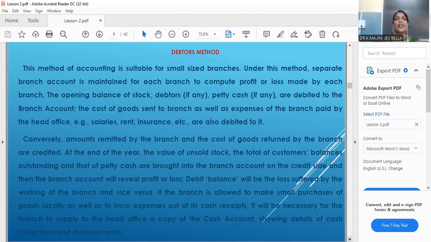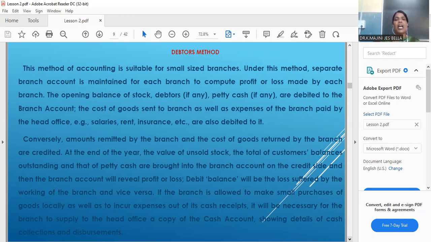Conversely, the amounts remitted by the branch and the cost of goods returned by the branch are credited. At the end of the year, the value of unsold stock, the total of customers' balances outstanding, and that of petty cash are brought into the branch account on the credit side, and then the branch account will reveal the profit or loss. Debit balance will be the loss suffered by the working of the branch and vice versa.